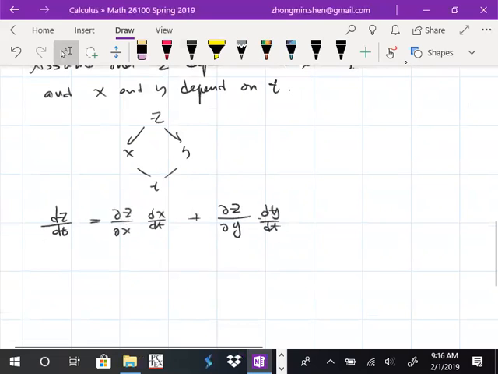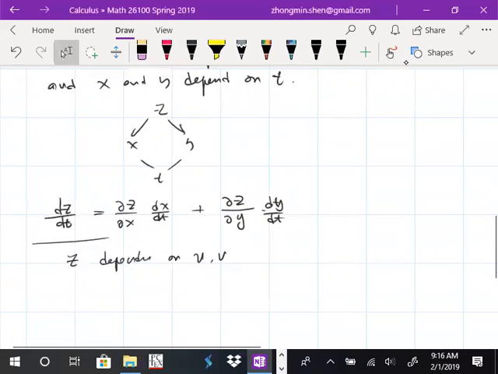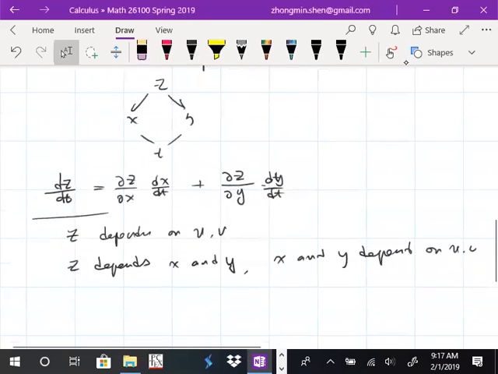But it's also possible that x and y both depend on another two variables. How can I write the chain rule? Here we assume that z depends on u and v. But before that, there are two variables between z and u, v. z depends on x and y, and then x and y depend on u and v. So there are two variables between z and the pair of variables u and v.